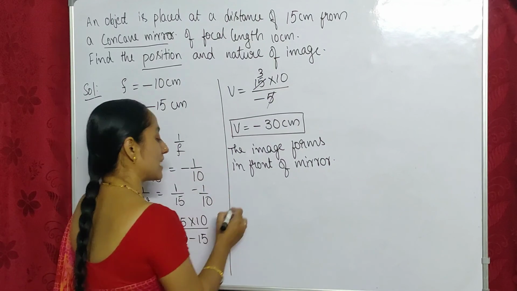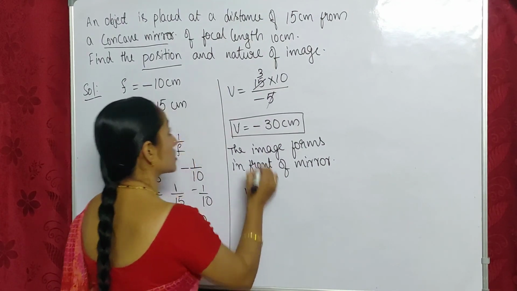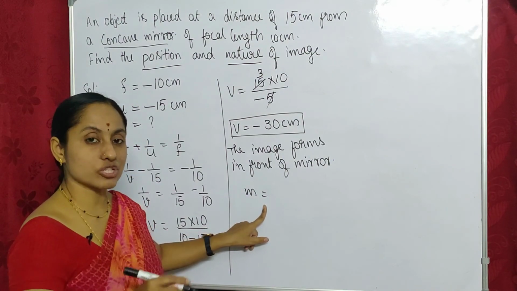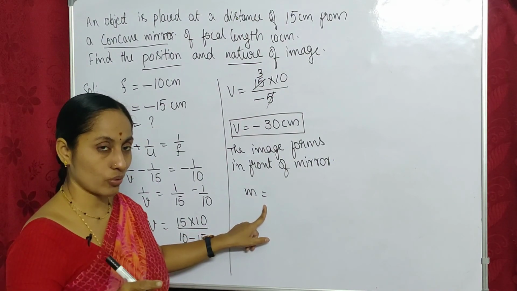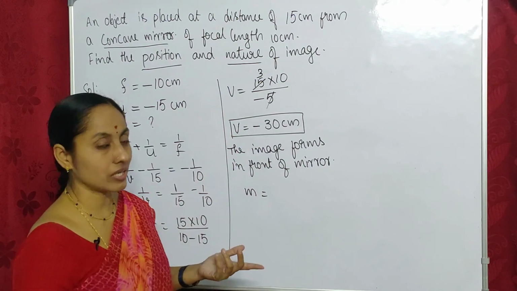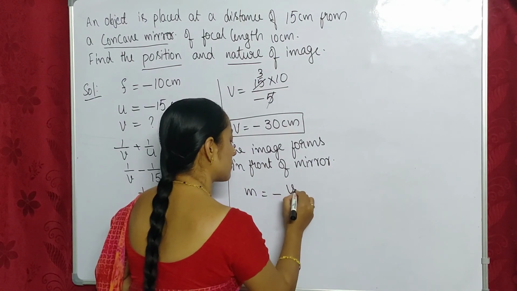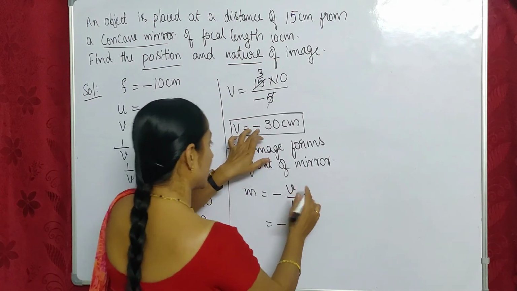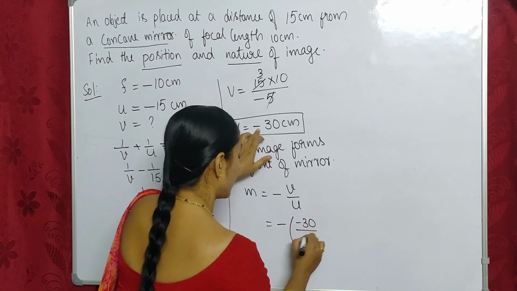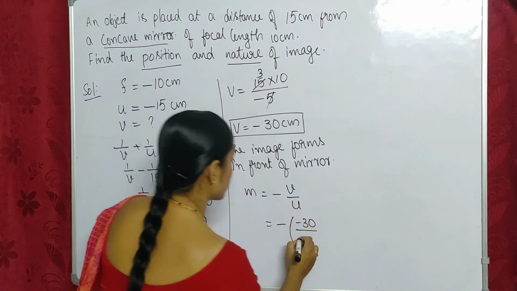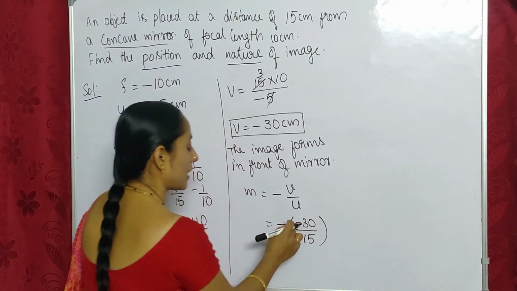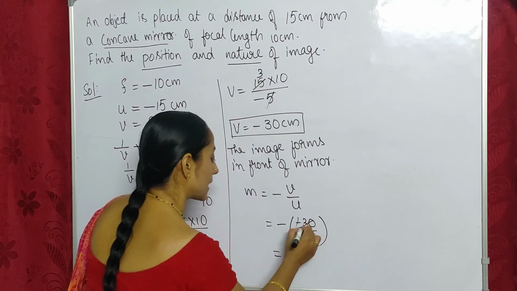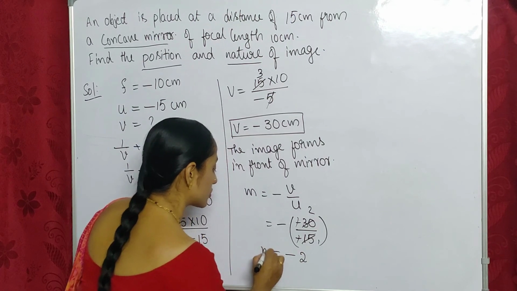Next let us find the magnification because we need to find the nature of the image. Magnification formula: I could select hi by ho, but the height of the image and object are not given. So I have to select minus v by u. So minus, what is v? Minus 30 by, what is u? Minus 15. Minus minus gets cancelled. So 15 2 times, the answer is minus 2.